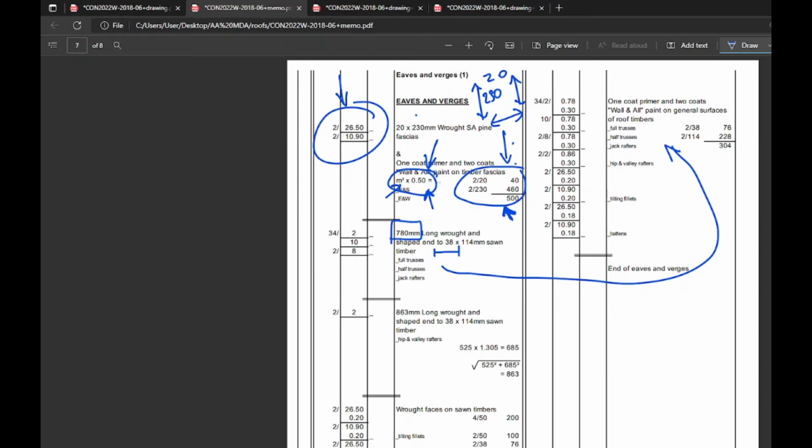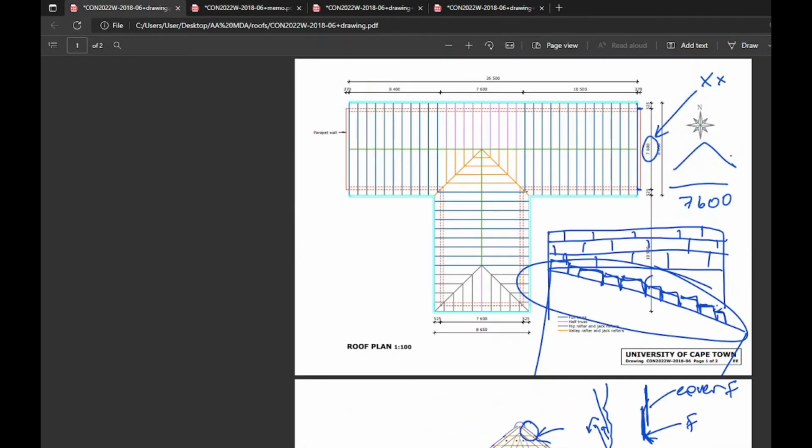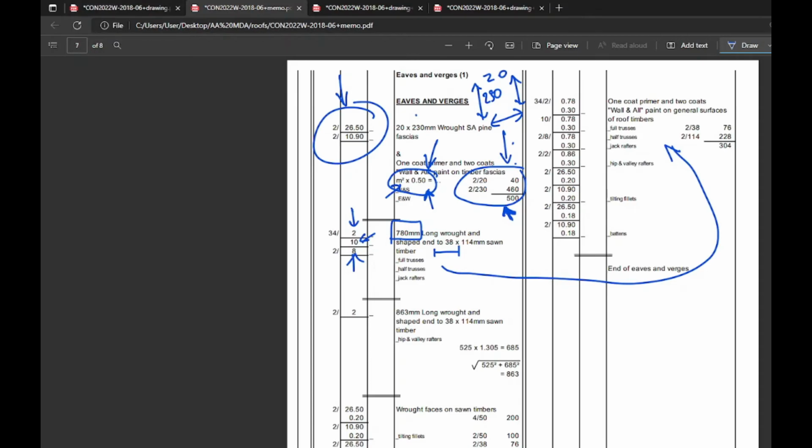Okay. Here's the number. 2 for full trusses, 1 for half trusses, and they've also accounted for jack rafters, which are these ones. Let's take a look. 8, another 8. We don't include these jack rafters because they're floating and not exposed, so 2 times 8. We're happy with that.